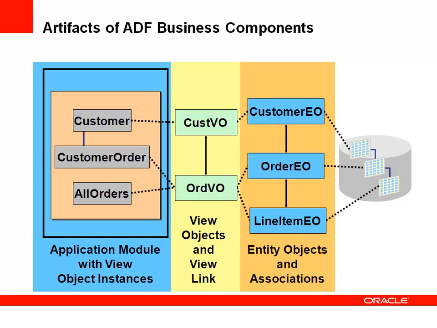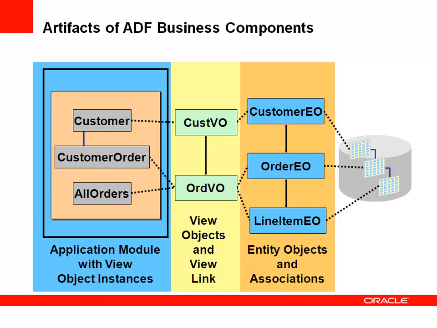The next layer of ADF Business Components is composed of view objects. View objects represent sets of data that you interact with. Those can be updatable or non-updatable views of data. And view objects can also be related to one another using view links.